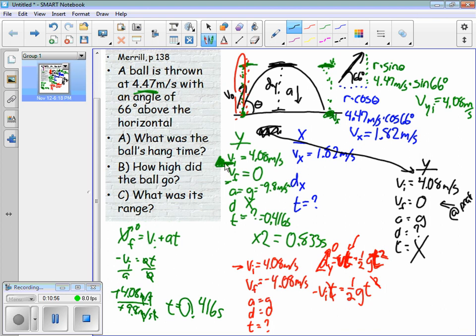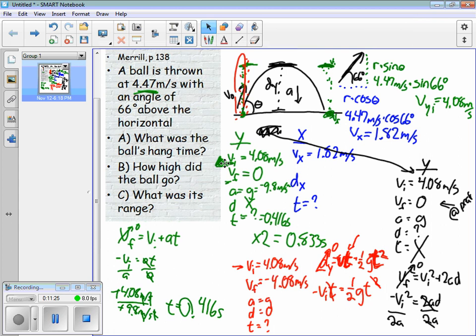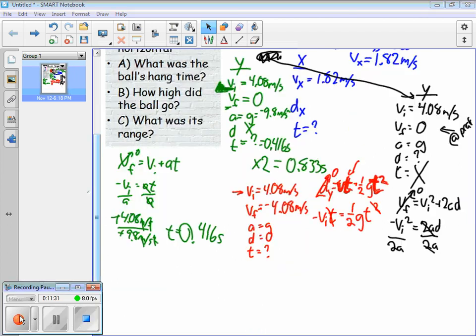So if I don't care about time, I'm going to use the VF squared equation. VF squared equals VI squared plus 2AD. And if you notice, this is 0. So I bring stuff around a little bit. Negative VI squared equals 2AD. Divide both sides by 2A. I'm running out of space here, but then we can just plug into our calculator, and we get the initial velocity. That's the initial velocity on the y-axis, of course.